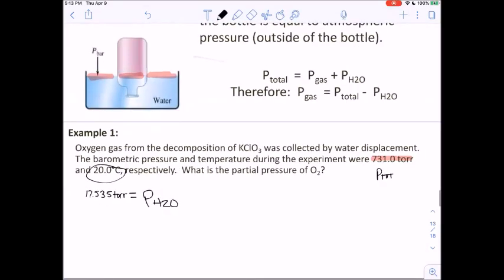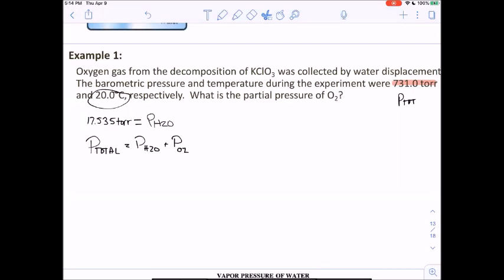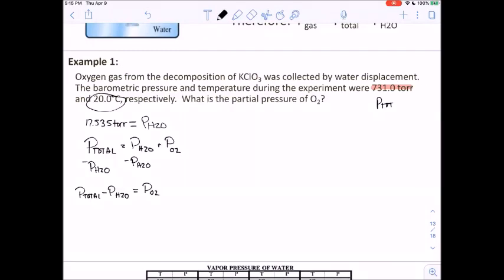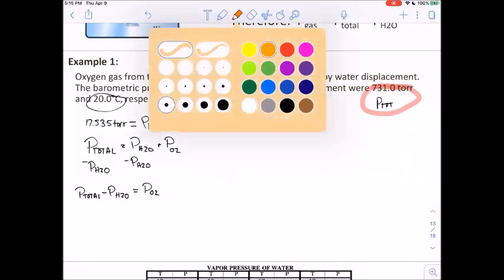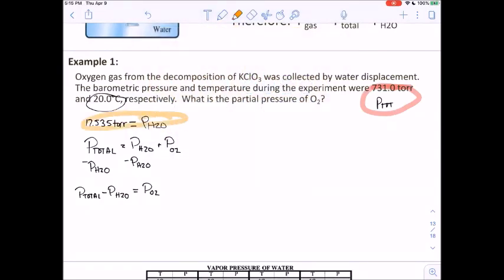So now I know my entire formula is that the total pressure is equal to the pressure of the water plus the pressure of the gas. So there's my equation. I can go ahead and rearrange that equation just by subtracting the pressure of the water from both sides. And when I do that, it tells me that the pressure of O2 is equal to the total pressure minus the pressure of the H2O. So at this point, I have all of my information. I have my total pressure over here, and then I have the pressure of my H2O right over here. So I can just plug these in and solve.